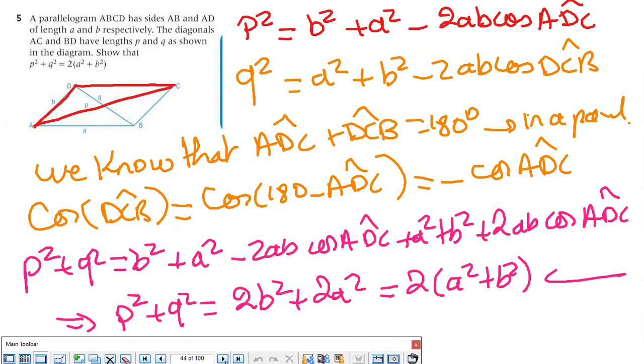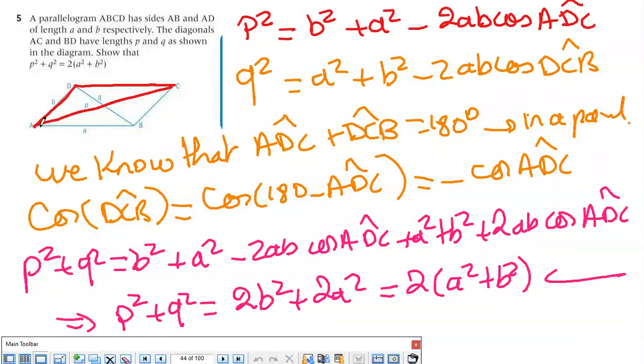Let's move to another exercise, number 5 now. Number 5, a parallelogram ABCD has sides AB and AD of lengths a and b respectively. The diagonals AC and BD have lengths p and q as shown in the diagram. Show that p squared plus q squared is equal to this.